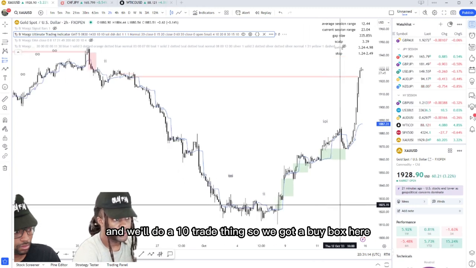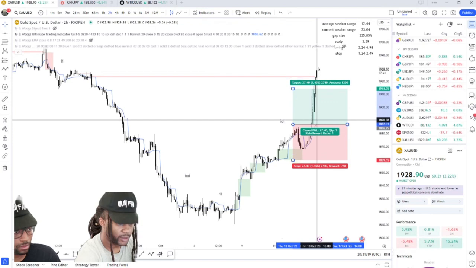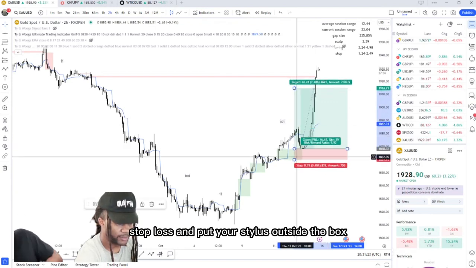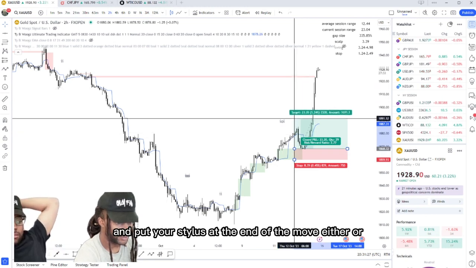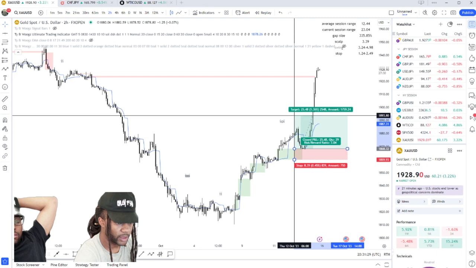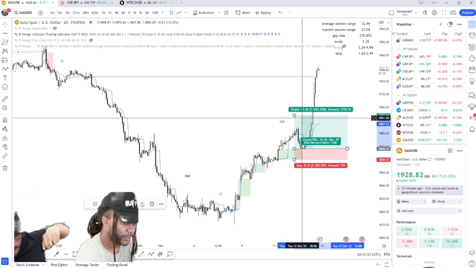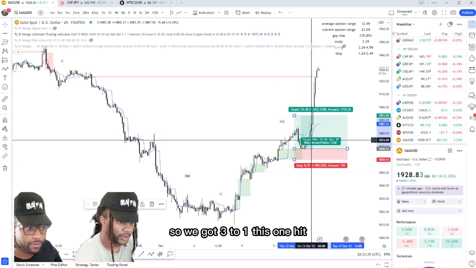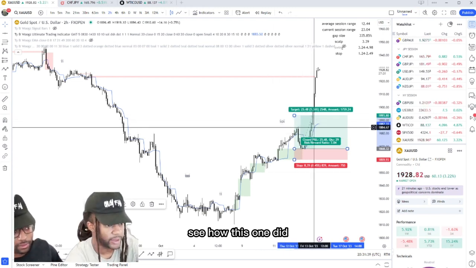And we'll do a 10 trade thing. So we got a buy box here. Stop loss. You can put your stop loss outside the box. You can put your stop loss at the end of the move, either or. So this one trade, I would put all the stop loss outside the box. So we got a 3-to-1. This one hit. We'll go for the next trade. Let's see how this one did.